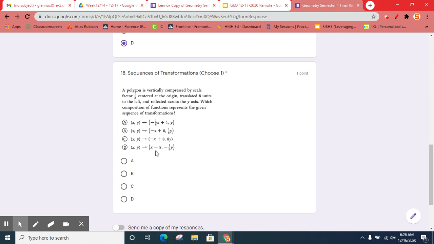The other thing we want to take note of over here is that it also told us translated 8 units to the left. When that occurs, we're going to choose B here today. I know it looks like +8 that you would go right 8, but with your x variable there, when you add, it moves to the left, and when you subtract, it moves to the right. So that one's kind of backwards for whatever reason. That's the way it is. And then that negative in front of the x shows that it would be reflecting across the y-axis.